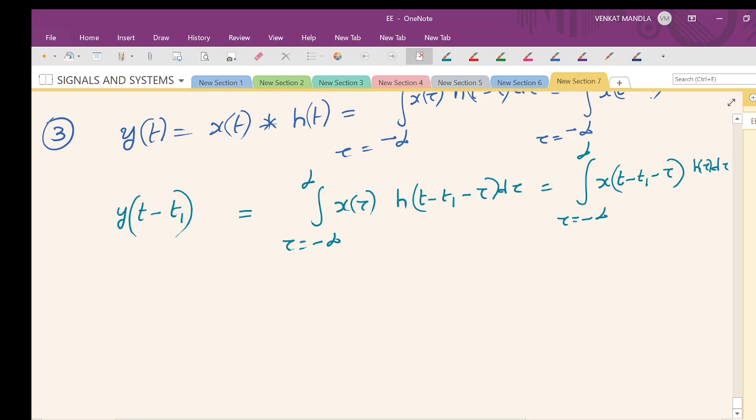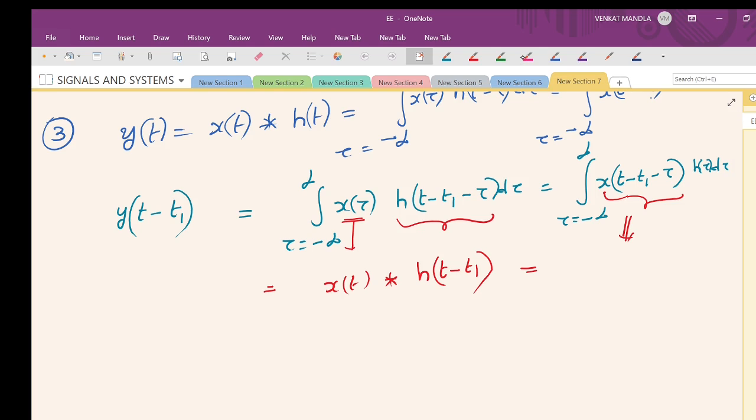Here I can write this as x(t) convolution with h(t − t1). From this I can also write x(t − t1) convolution with h(t). This is y(t − t1).